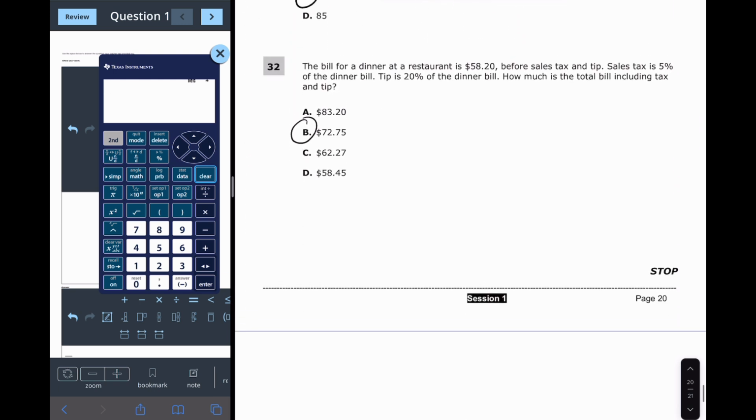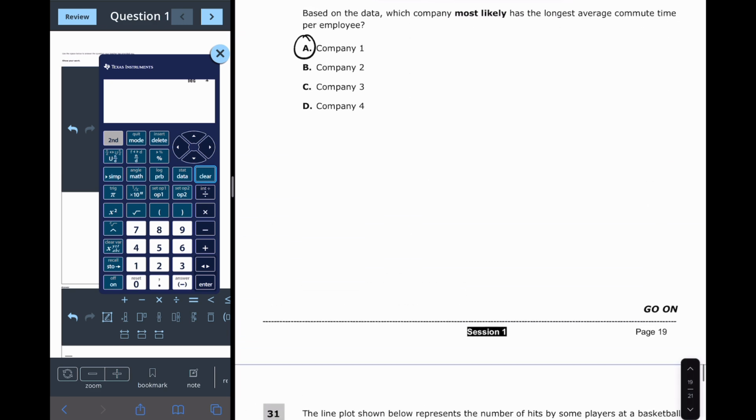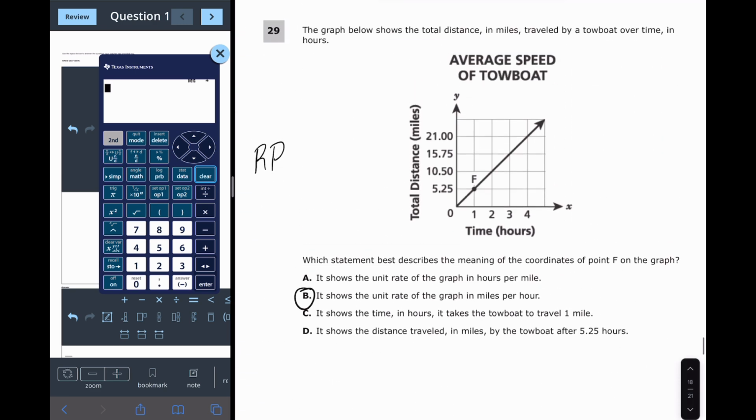And 32 is also an RP problem. And the answer is B. So jot these down. So it's going to be another percentage problem. And we're going to start with 29.